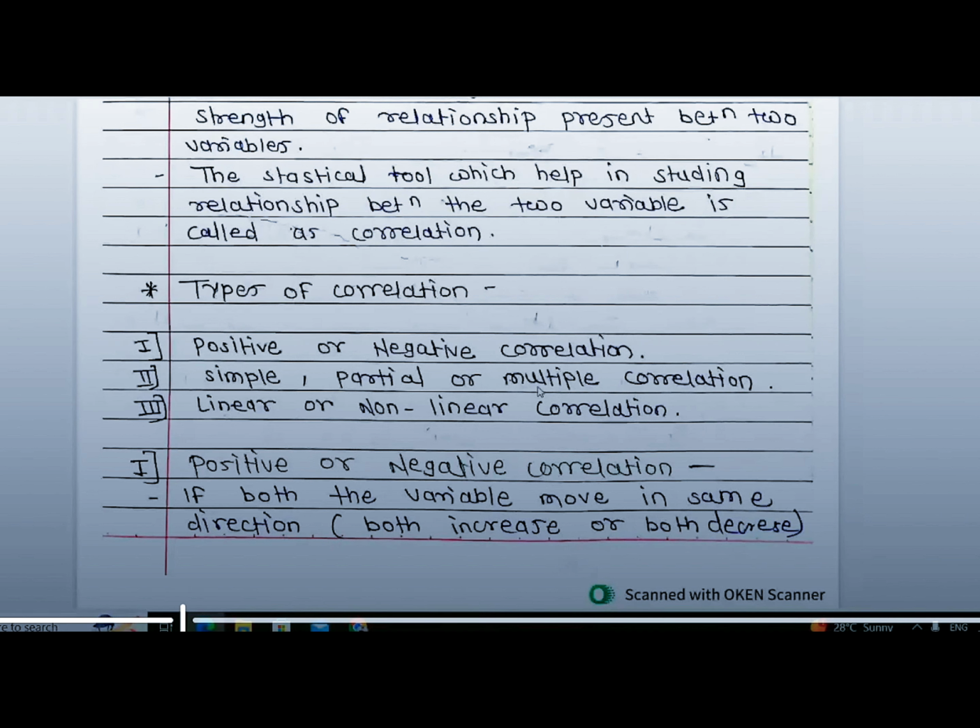Suppose x increases, along with x, y, z, and say a, these variables are also changing depending upon the change in variable x. It is called multiple correlation. So simple means the correlation is present between two variables only, partial means more than two, and multiple means many variables. There is a 100% proof of relationship present between the multiple variables. It is called multiple correlation.